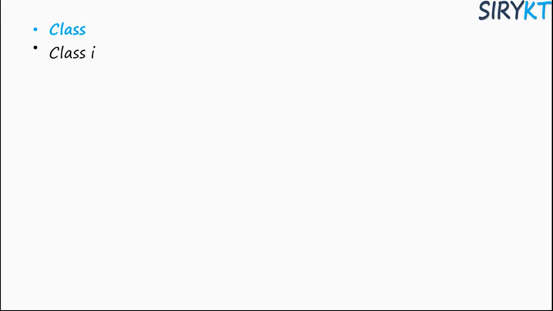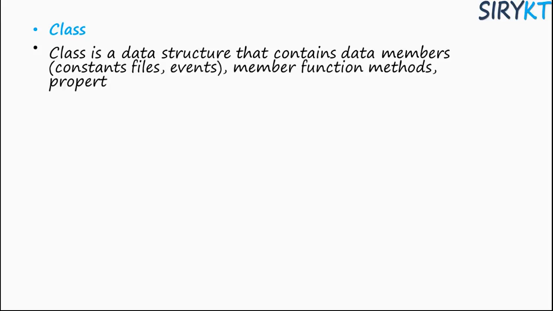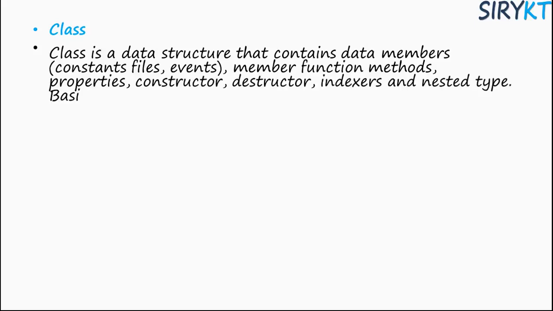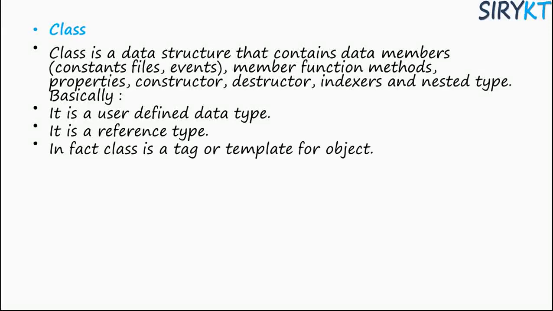A class is a data structure that contains data members, constants, fields, events, member functions, methods, properties, constructors, destructors, indexers, and nested types. Basically, it is a user-defined data type. It is also a reference type. In fact, the class is a tag or template for an object.